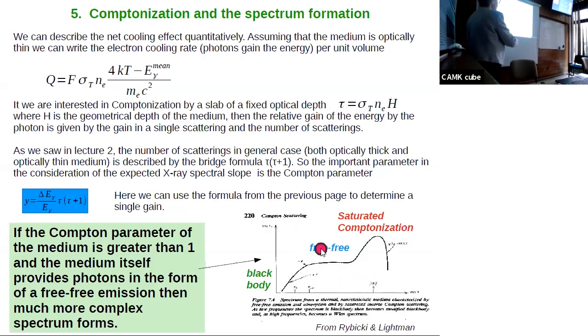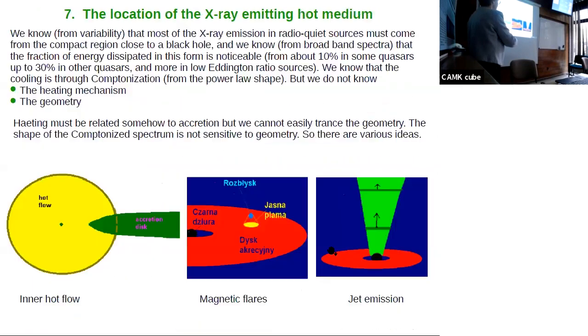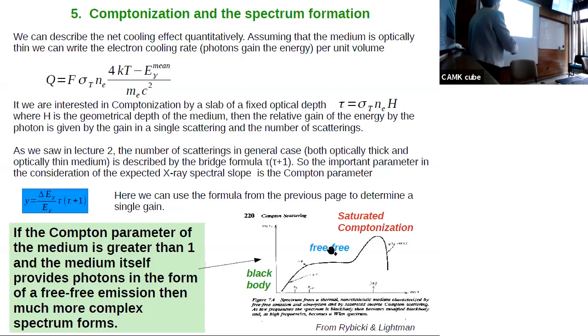But here, the assumption was that the original source of photons was free emission. So some of those lower energy free photons still didn't get to this. And then at the lowest frequency photons, the cross-section for absorption is large, so the tail looks like a black body. And this is the so-called saturated Comptonization spectrum.